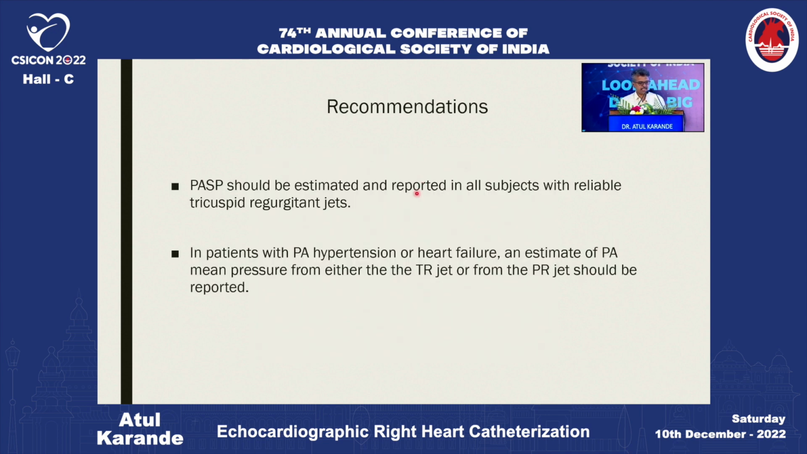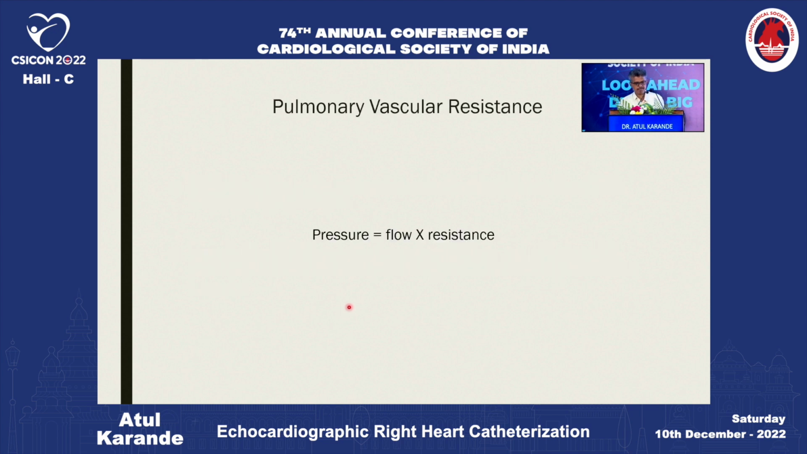And the recommendations are that the PA systolic pressure should be estimated and reported in all subjects with reliable tricuspid regurgitation jets. And in patients with pulmonary arterial hypertension or heart failure, an estimate of PA mean pressure from either the TR jet or from the PR jet should be reported.